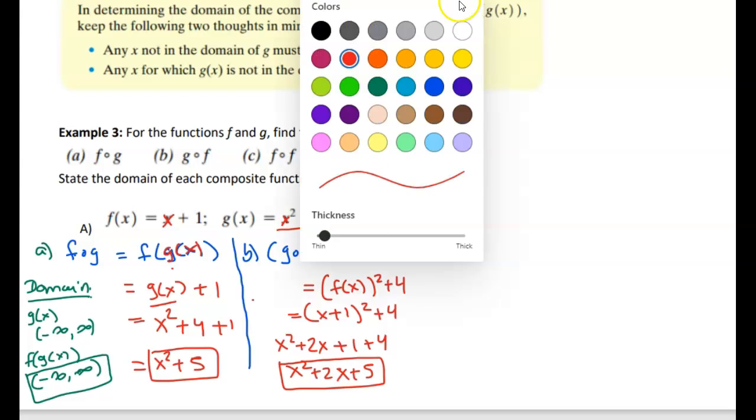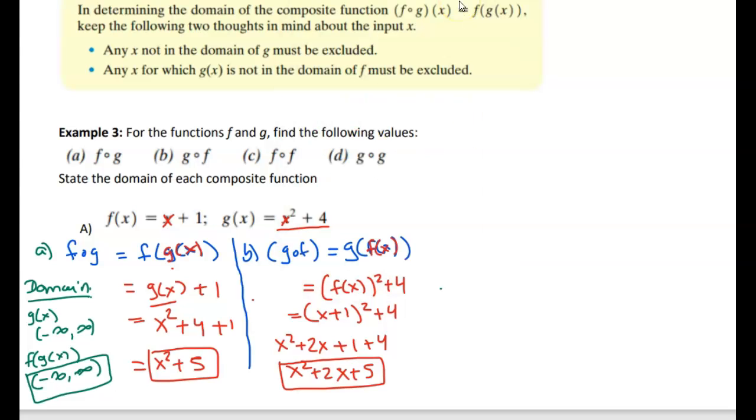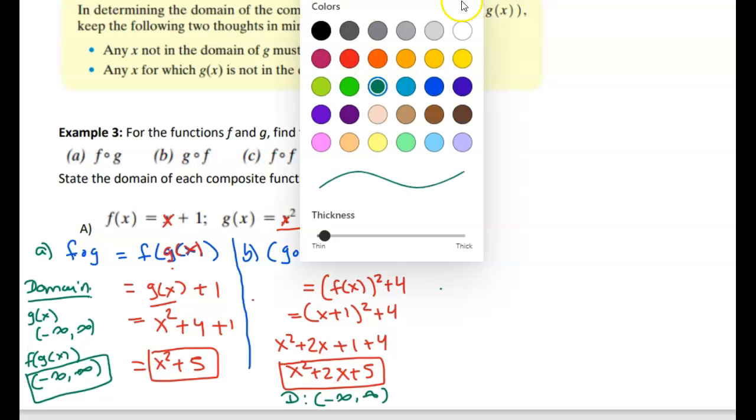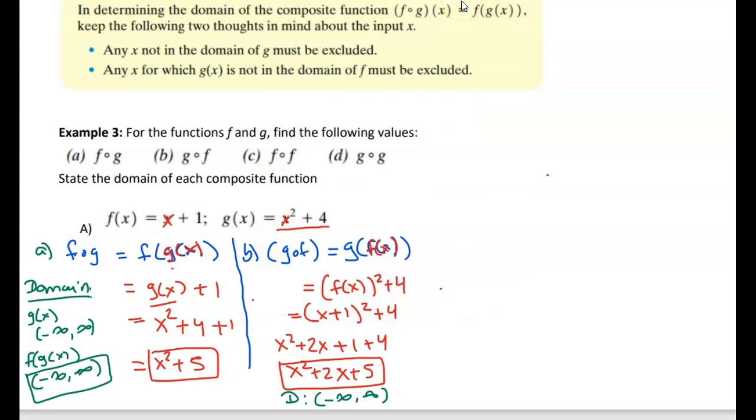Alright. Now the domain, because both the inside function f of x is a polynomial and the result is a polynomial, the domain is going to be all real numbers. Okay, there's nothing that needs to be excluded because you're not dividing by 0 or taking square roots.